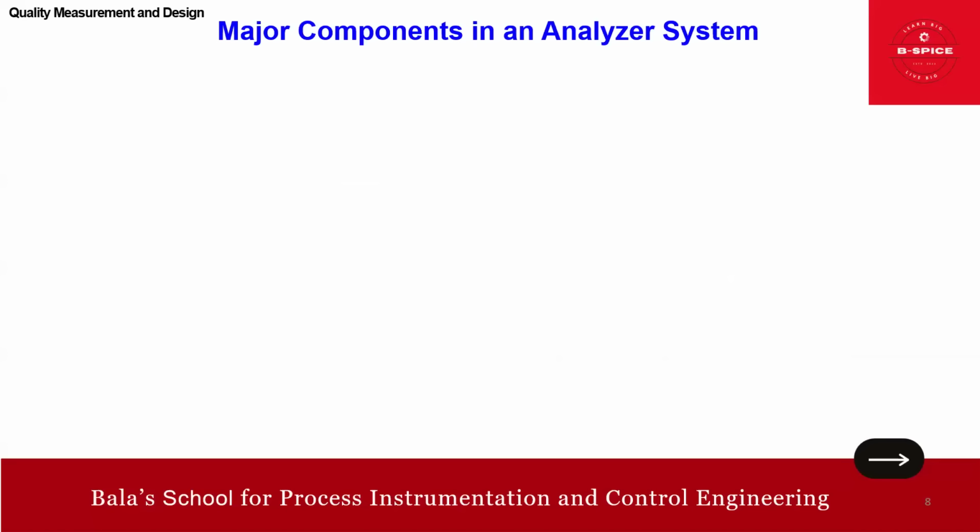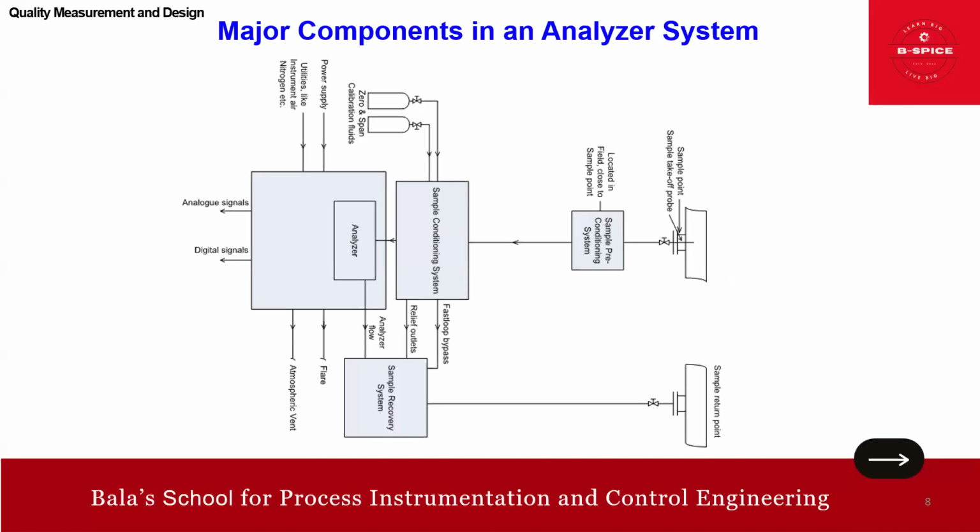Now we go into the detail. Major components. So this will give you a complete idea. Okay. So I'll just come from this side, friends. You see here, this is a line, right? Sample point, sample takeoff probe, right? So you have an isolation valve. Then it comes to the sample preconditioning system. Now, this is located in the field close to the sampling point. Okay. Then it goes to the sample conditioning system. So it is here, the gas, all these are there.